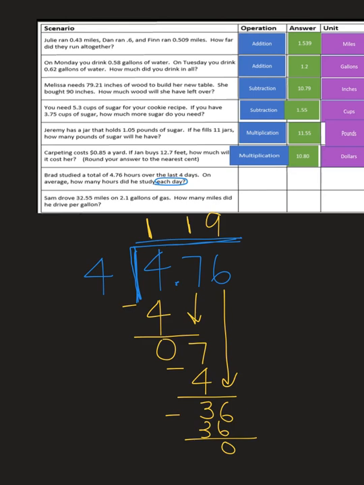So our final step is to shoot that decimal right up through the roof. So we did our division. Our answer is 1.19, and we are talking hours for our units.